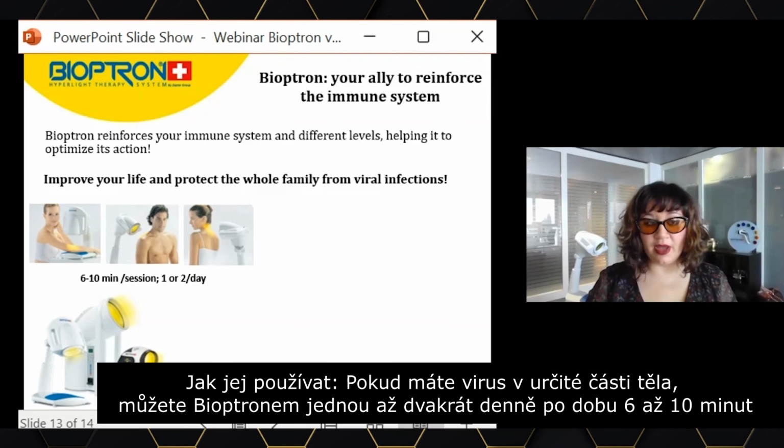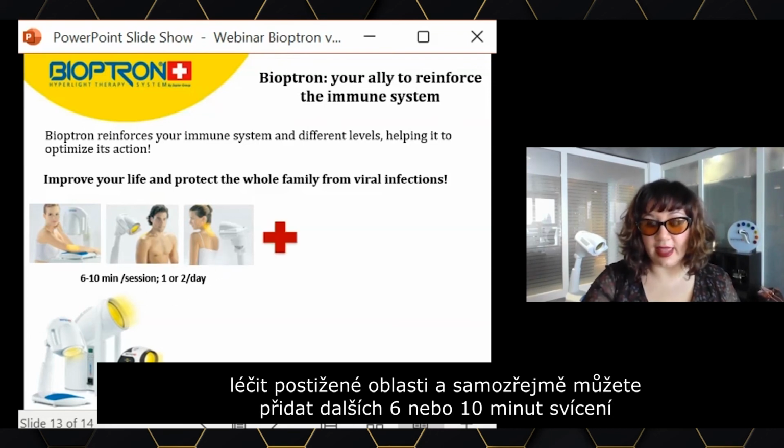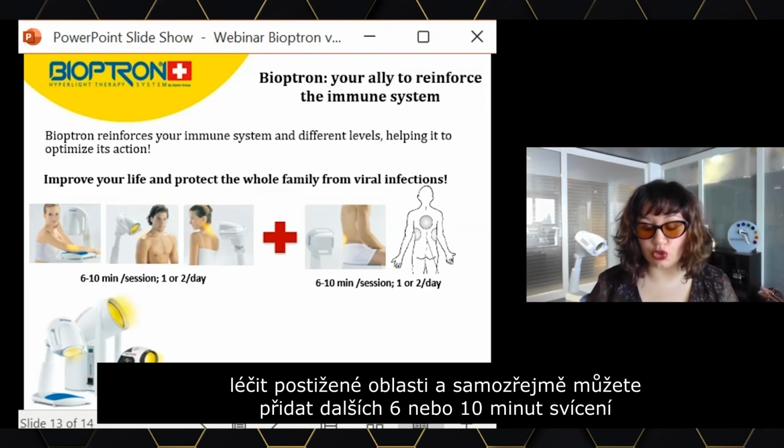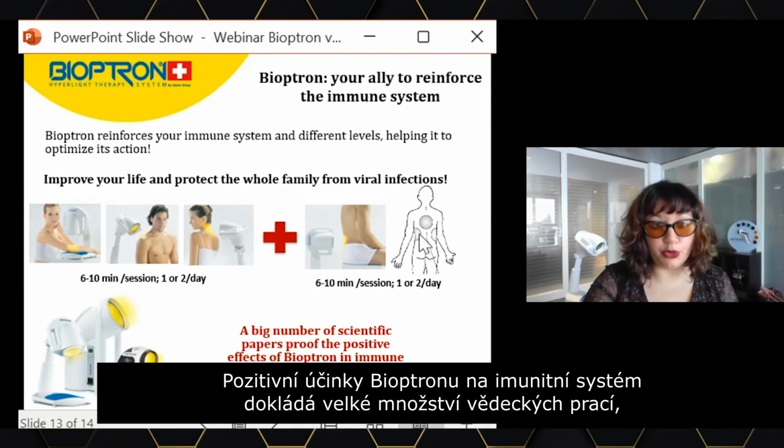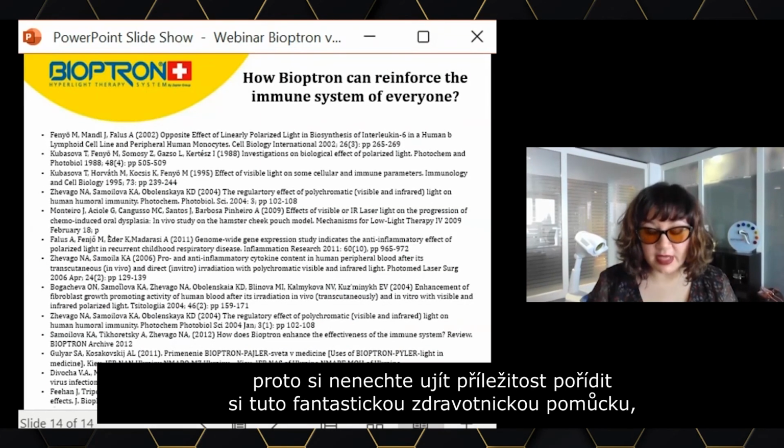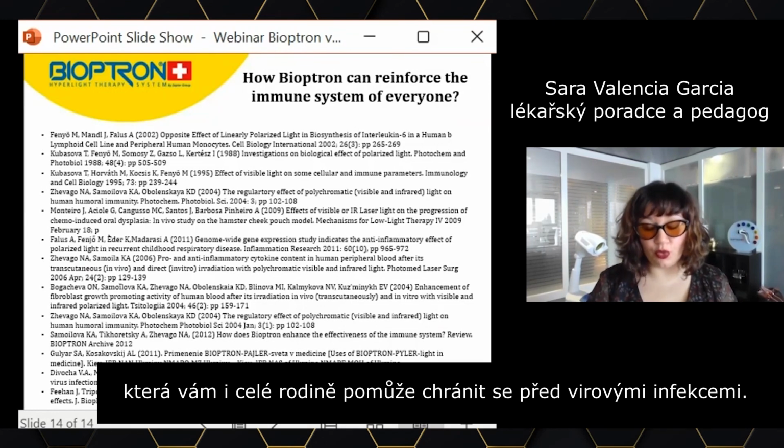How to use it? If you have a virus in a specific part of your body, you can treat between 6 and 10 minutes once or twice a day in the region that is affected. And of course, you can add again 6 to 10 minutes per session to reinforce the immune system in the low back part or at the sternum level, as you can see here. A big number of scientific papers prove the positive effects of Bioptron on the immune system. So please don't miss the opportunity to have a fantastic medical device that can help you and the whole family to be protected against viral infections.